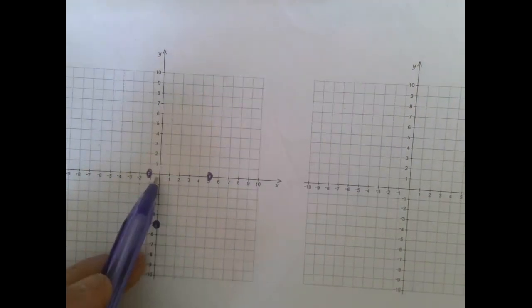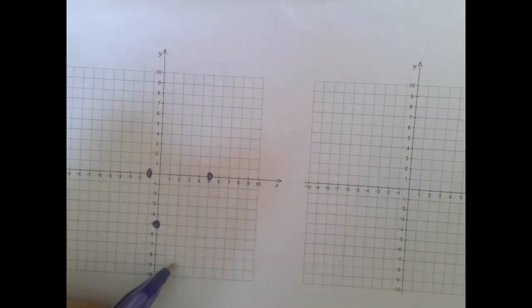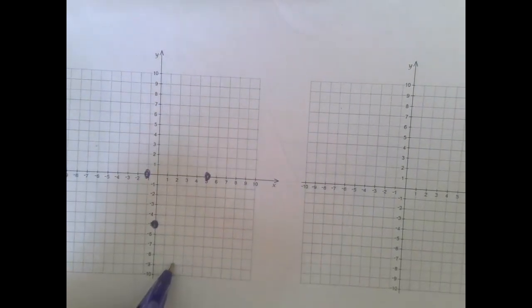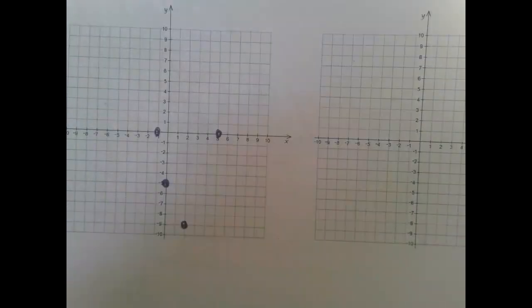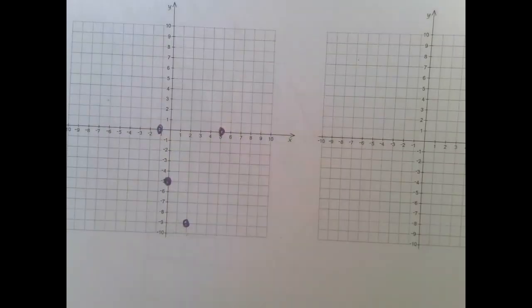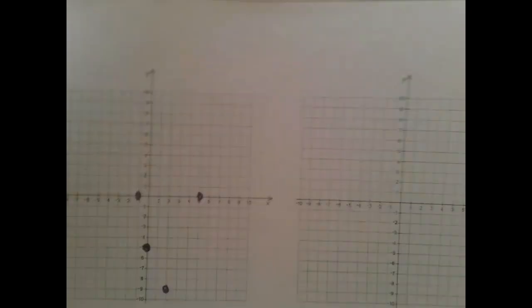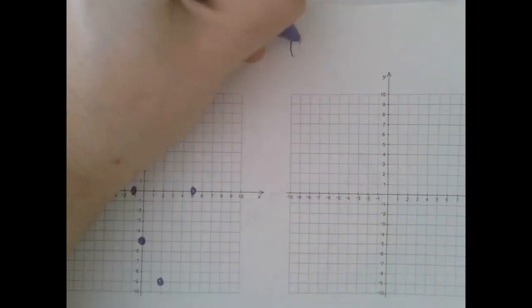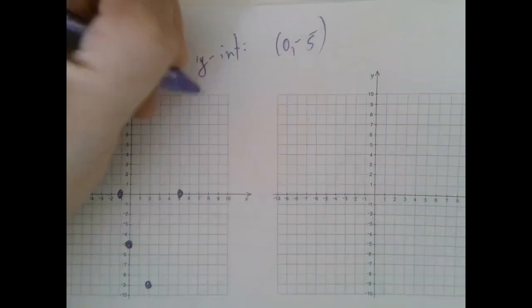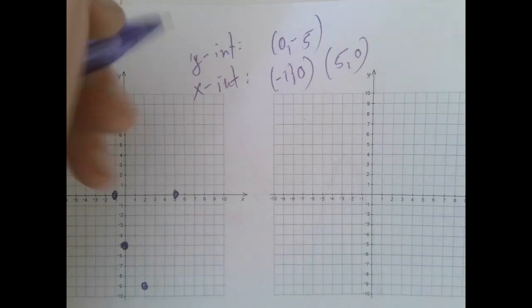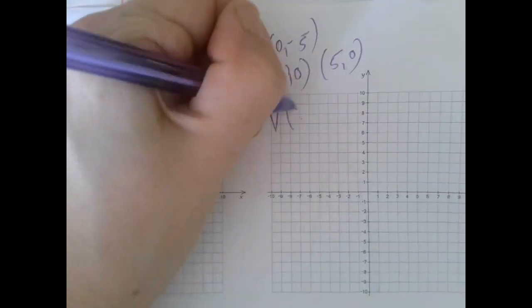So we have 2 and negative 9. I'd rather go negative 9 and then. So this is the vertex. And so it looks like it makes sense. All right. So we have the y-intercept 0, minus 5. The x-intercepts minus 1, 0, and 5, 0, and the vertex is 2, negative 9.